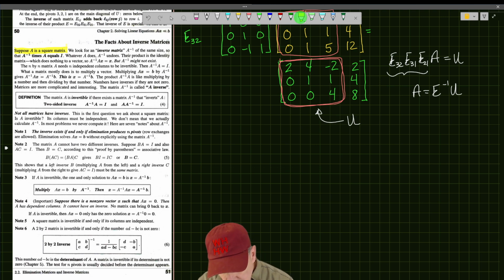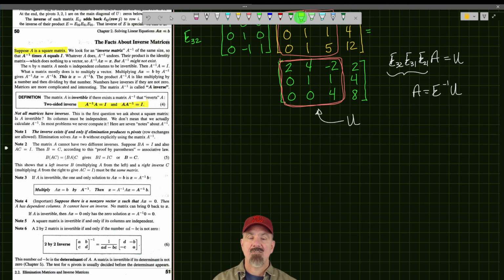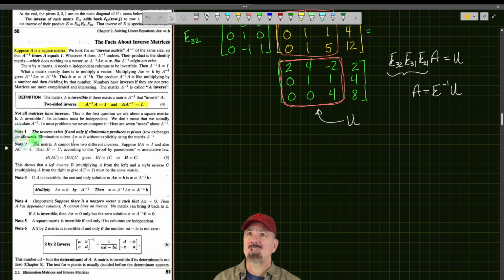So he talks about, okay, the matrix is invertible if we have a matrix, which we call A inverse, such that when we do left or right multiplication by that matrix, we get the identity. And that's called an inverse. And then he has lots of notes down here, and we're going to just briefly walk through these. This is a lot of the information associated with inverses. It's all kind of buried in here.